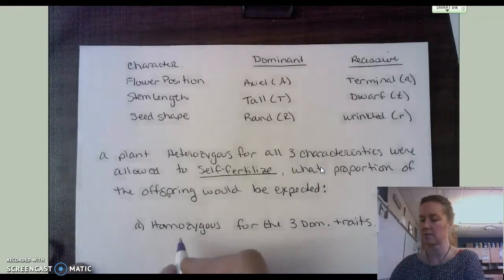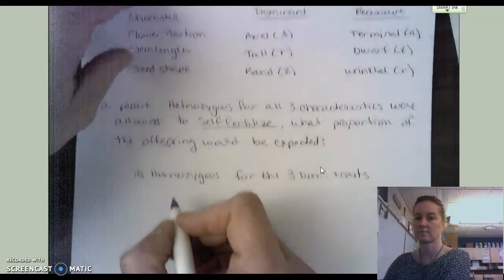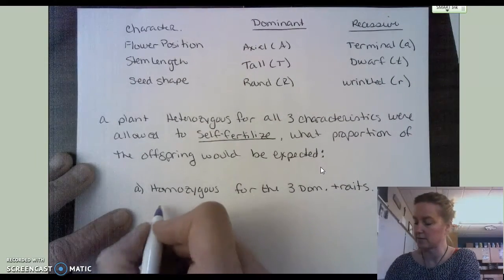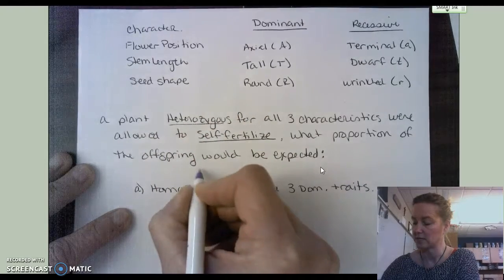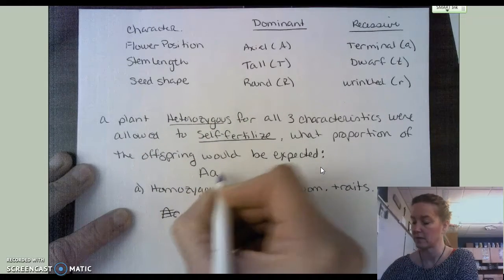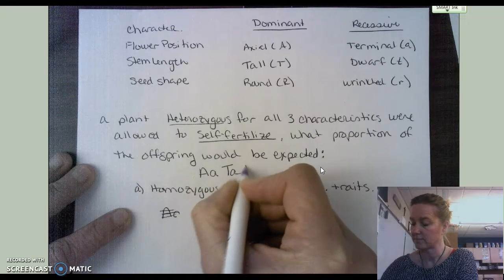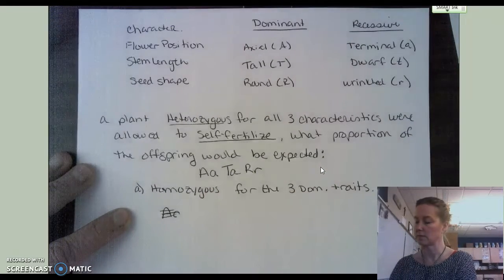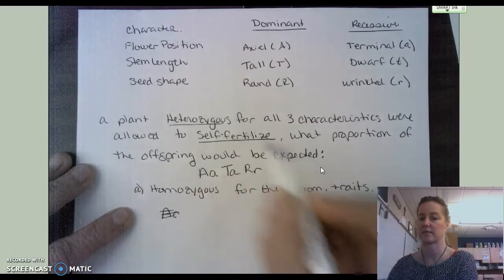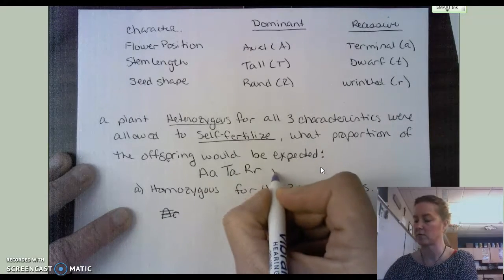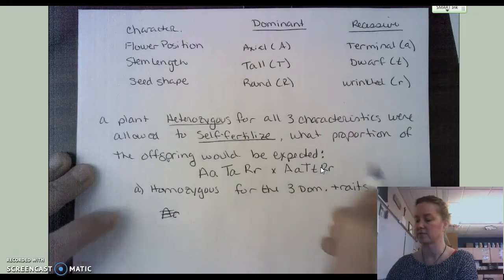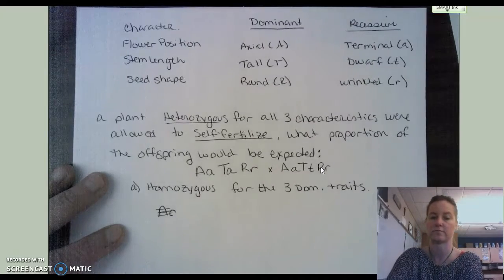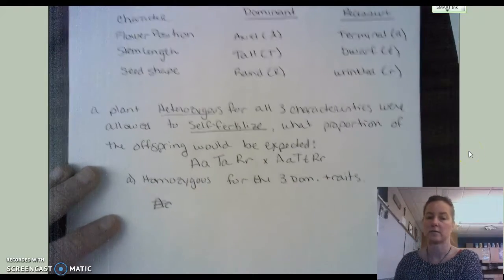So let's go through and label this. I have one plant, and the parent is heterozygous. So that's big A and little a for all 3 traits, and a little r. And it is allowed to self-fertilize. That means that this is going to self-pollinate. So I am going to use the same genotype for both parents because both parents come from the same individual. Now let's go down here and try to solve this.